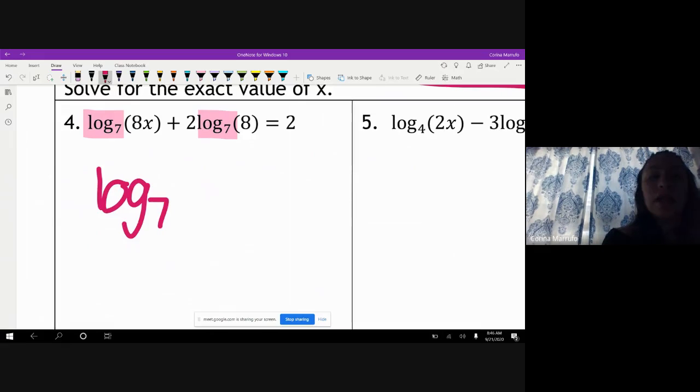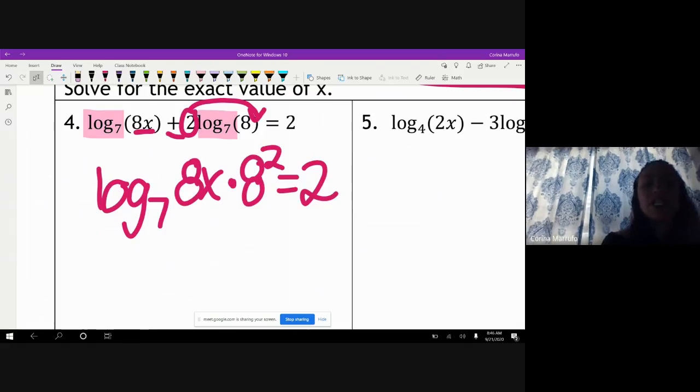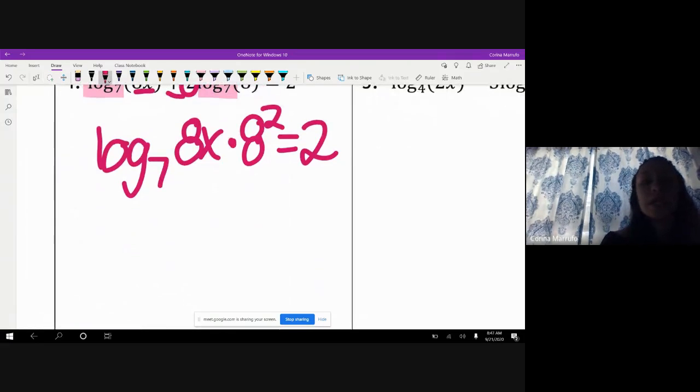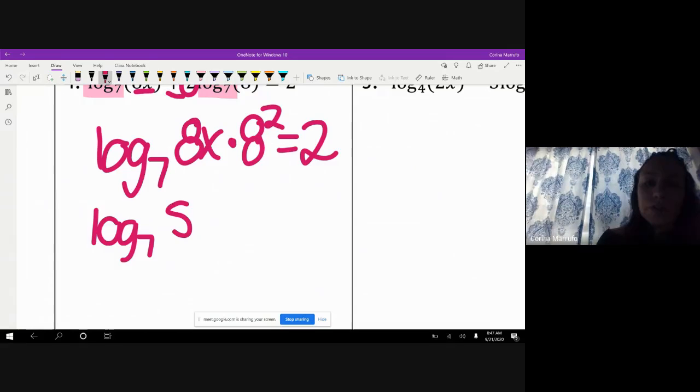This one has 8x, so I'm going to write 8x. And then remember the plus sign means multiplication. So times. This 2 here needs to go as an exponent for 8. So times 8 squared. And all of this is equal to 2. Now, before I change this into exponential form to solve for x, I need to simplify this. So log base 7 of 8 times 8 squared is going to give me 8 to the third power, which would be 512. x equals 2.